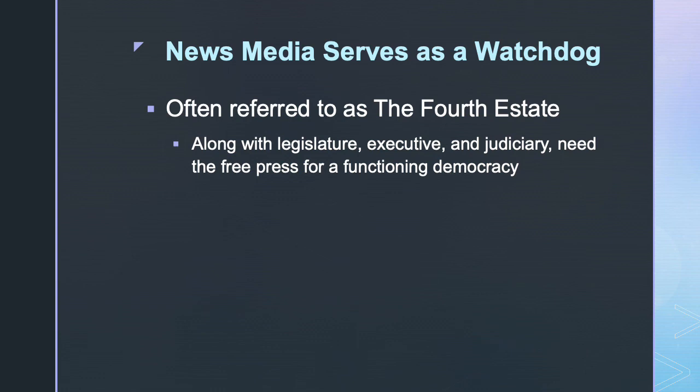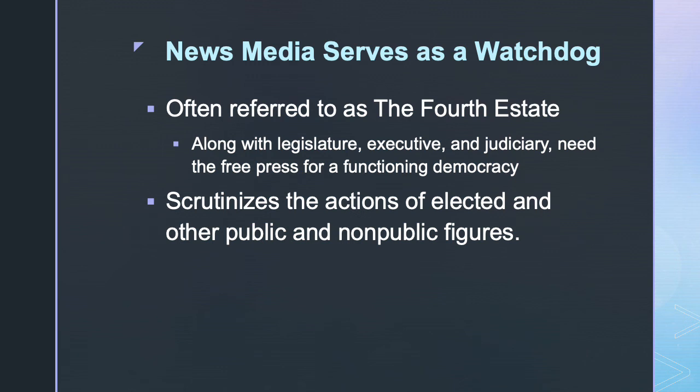that along with the legislature, the executive branch, and the judiciary, you need the free press in order to have a functioning democracy. And so when you think about the media as the fourth estate, what that oftentimes means is that just as the legislature places a check on the executive, and the executive places a check on the legislature, and the judiciary places a check on both, the media is there to check the abuses of power in the legislature, the executive, and the judiciary branch.